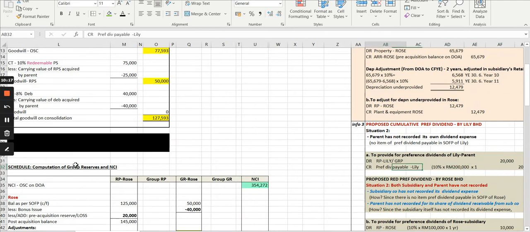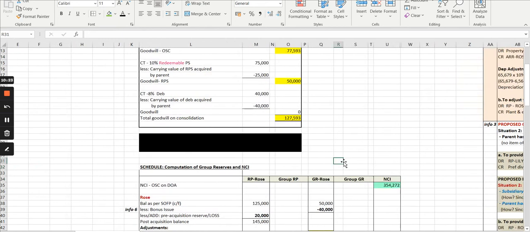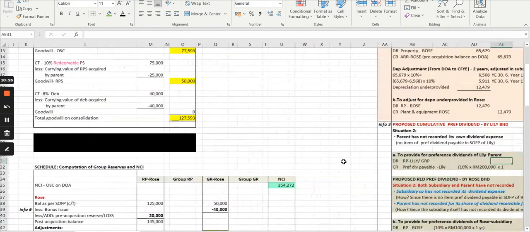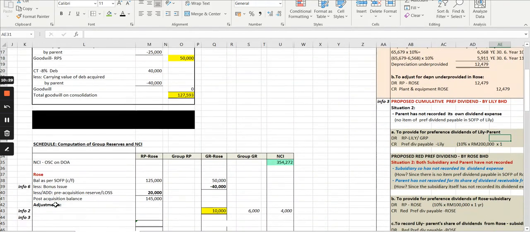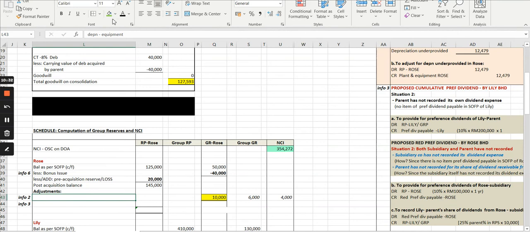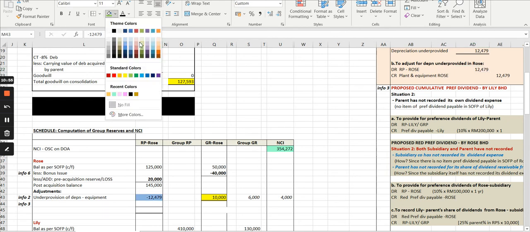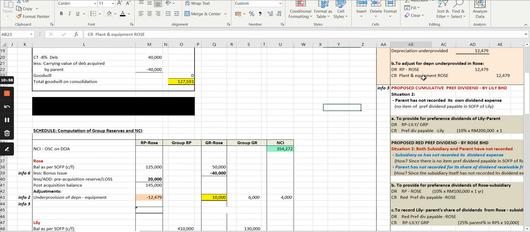Okay, retained profit of Rows. That was the adjustment related to retained profit of Rows. And the amount that it will show here is the amount that has been under-provided. So this is the one where you will show the depreciation of equipment, or you can write down here under provision of depreciation. You don't have to be so long, and you will write the amount which is the amount that you have calculated here. Okay, the same amount that you have calculated. I'm just using the same color.